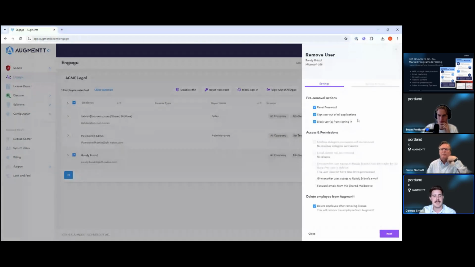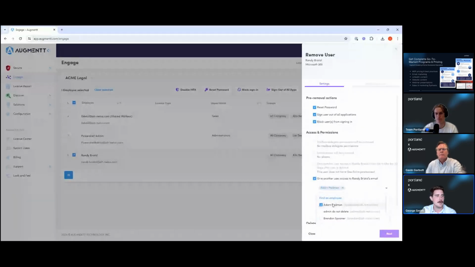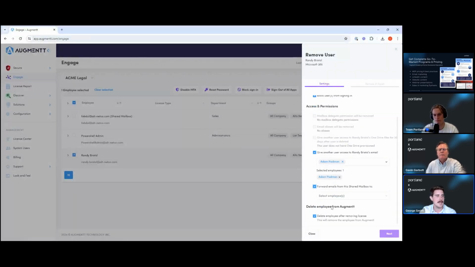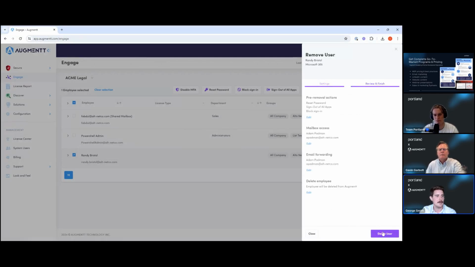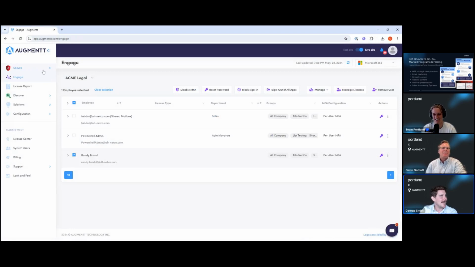So password reset, signing him out of everything, blocking him from signing in, setting up a shared mailbox and creating forwarding rules for that shared mailbox, all with a click of a button. Next, review, finish, done. So again, instead of having to bury into the Microsoft portal and find Randy and do all these things manually, anybody, even a dummy like me, can do it with a few clicks of the button. So that's just a quick look at Engage.